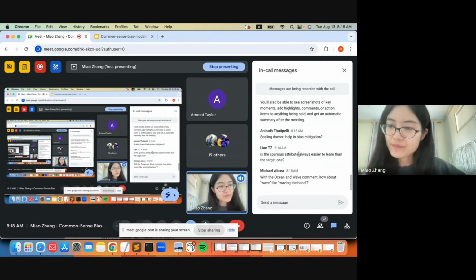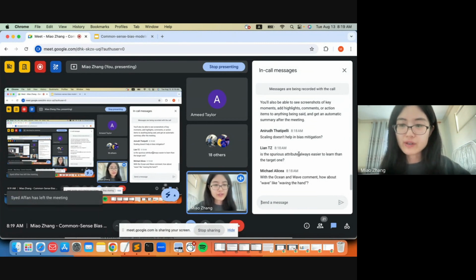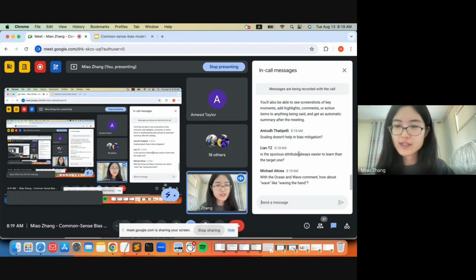Yes, for your question, scaling does help in bias mitigation, but our big context is that we're not sure what bias will show up or what bias is a concern to the user. So the first step is to build a whole picture of the dataset distribution or composition, like whether the dataset is balanced or not.